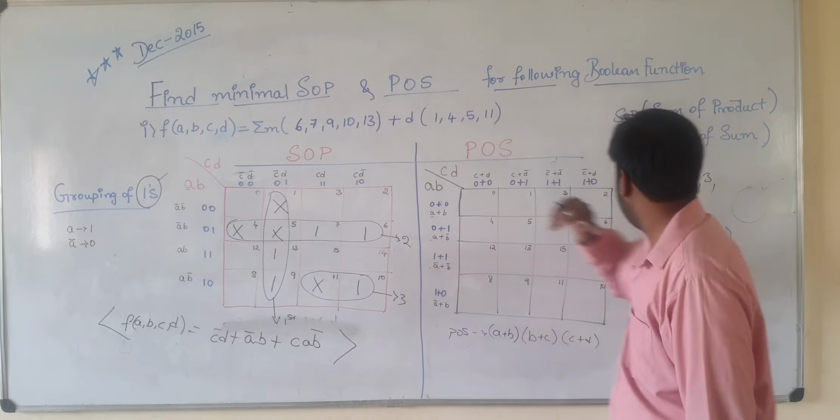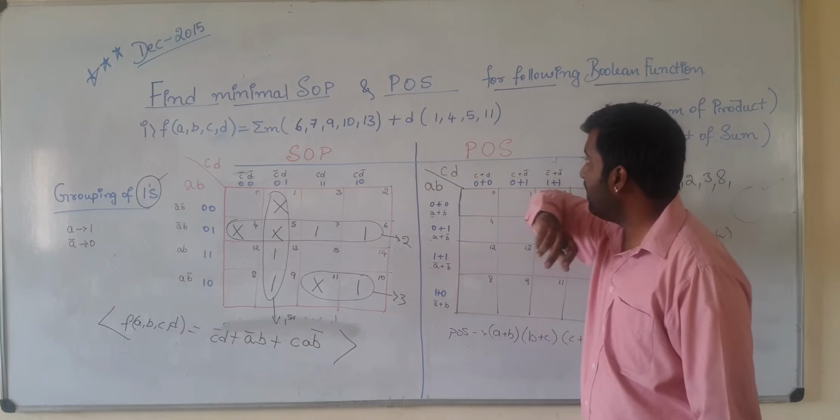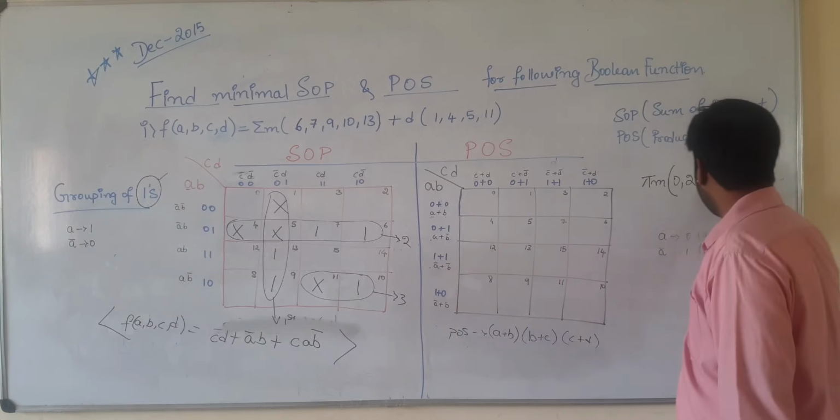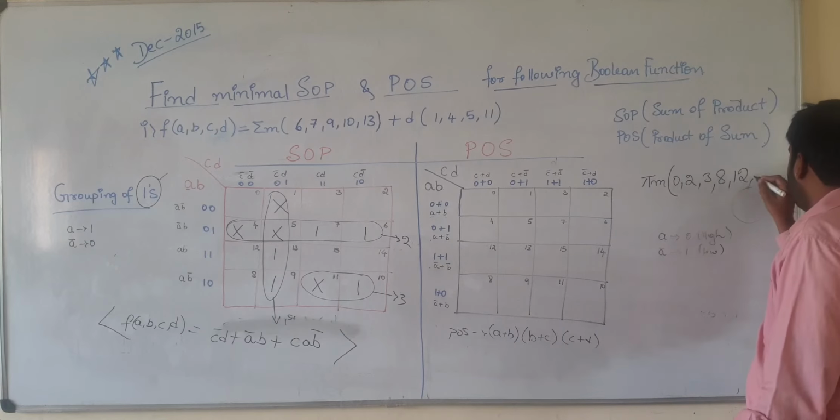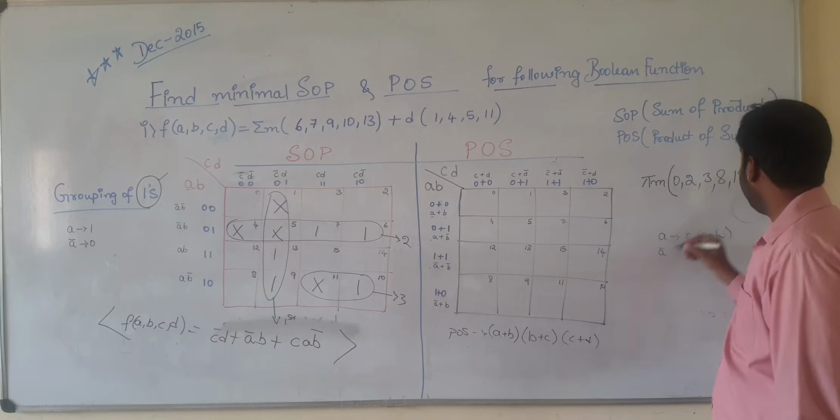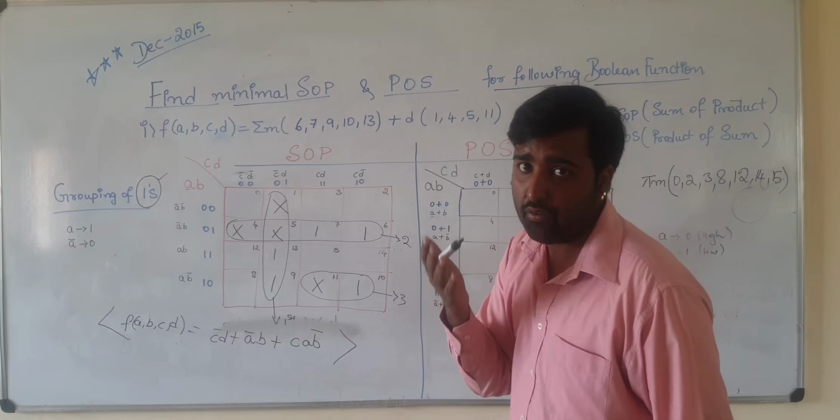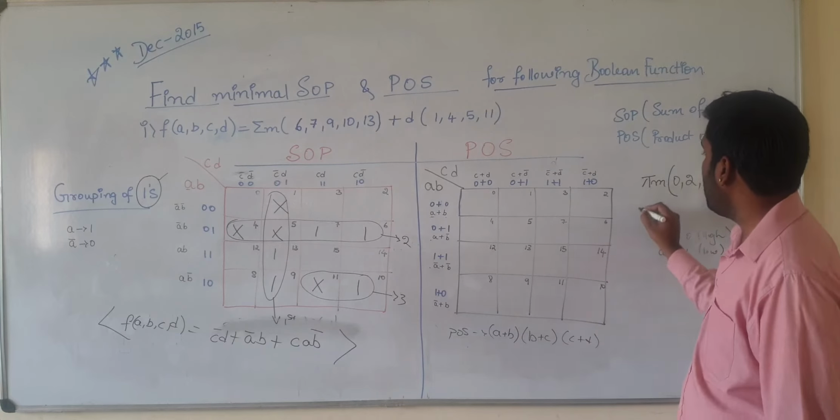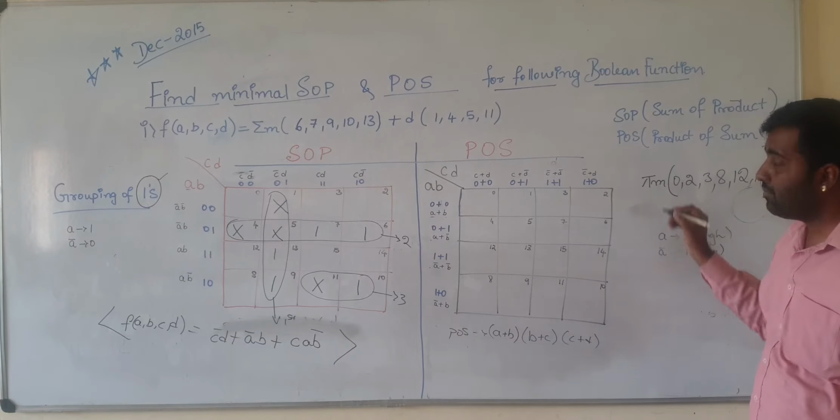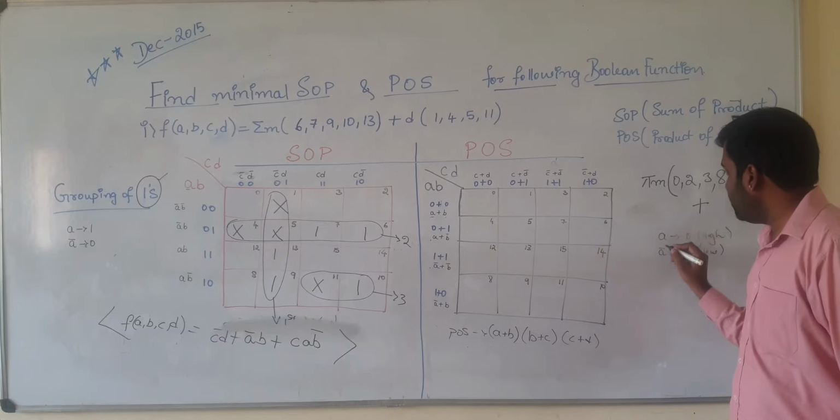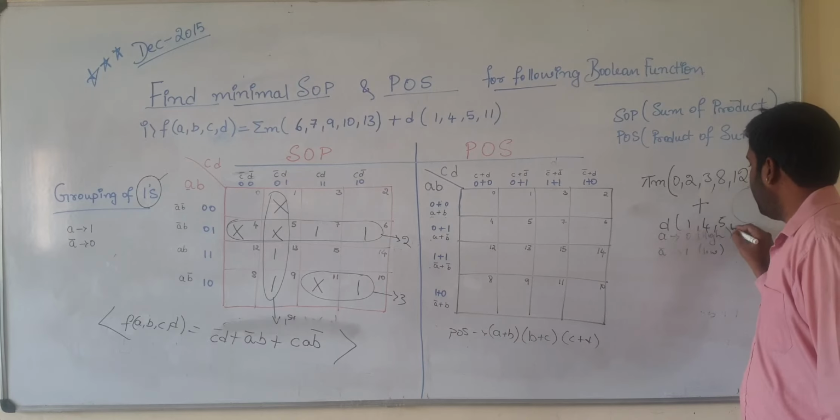8 is not here, so 8 I can consider. 9 is here, 10 is here, 11 is here, 12 I can consider. 13 is here, 14 I can consider, and 15. So the maximum is 15, since it is 4 variables, that is 1, 1, 1, 1. Now your max terms are ready, plus your don't care condition remains the same: D of 1, 4, 5, 11.